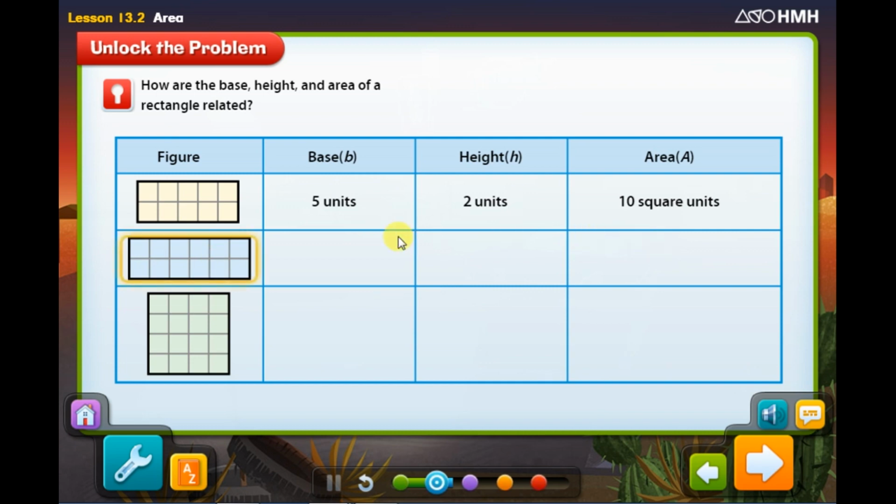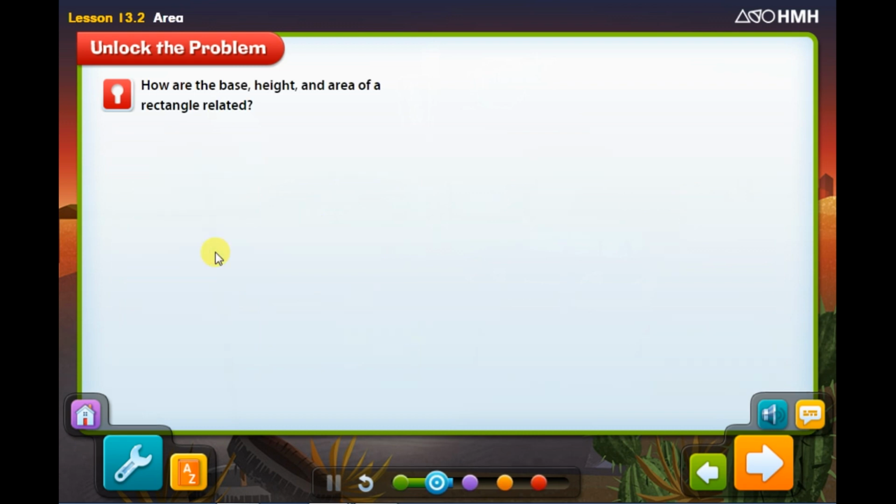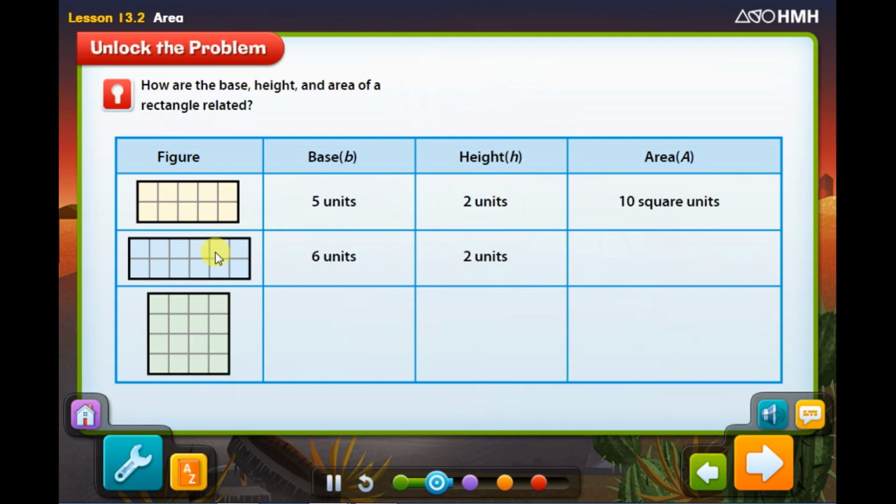So the area is 12. The base again is 6, the height is 2, and the area is 12. Let's check and see. The base is 6 units and the height is 2 units. Count the square units to find the area. The area is 12 square units.